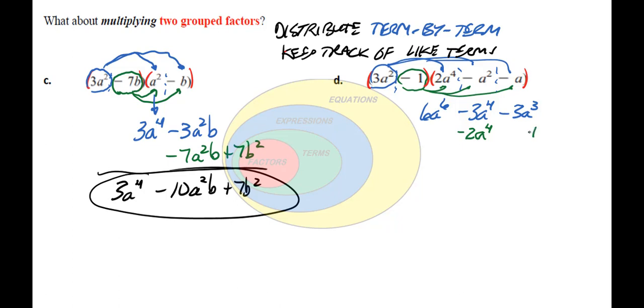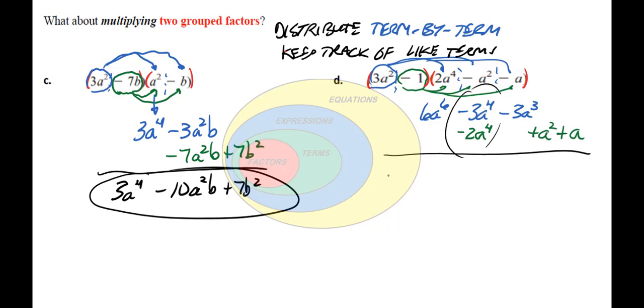I'm just going to move that out and not put it underneath the a cubed term. And then negative 1 times negative a is a positive a. So again, I'm just kind of using columns to organize the terms as I distribute. It just makes it easier to combine like terms when I'm done. So I only have these two like terms to put together.